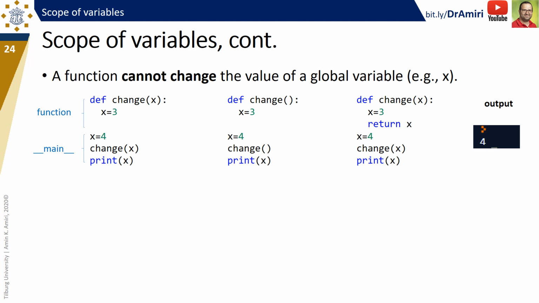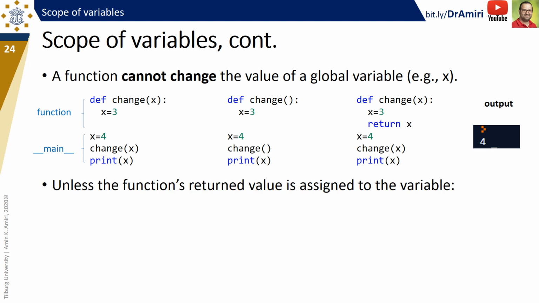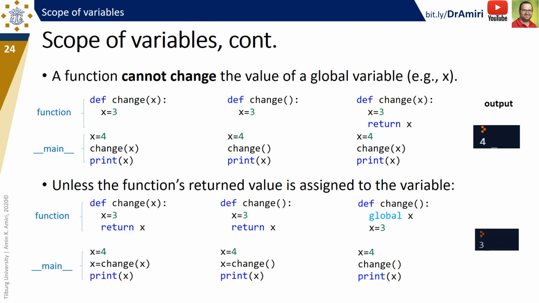However, you can use the return statement, the return clause, and the value assignment in a way that you can see X is changed. How can you do that? You need to make sure that you have X equal to before the function change. Only in that case, when a value is returned, then X is changed, and then you can see 3 is printed.